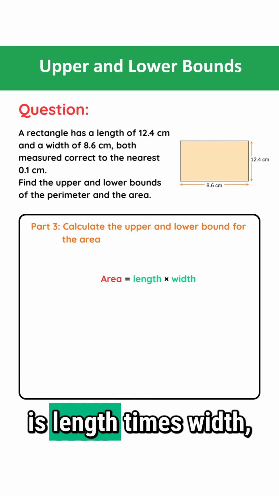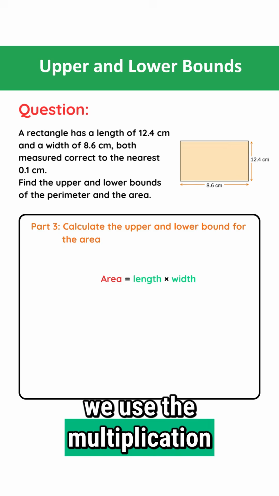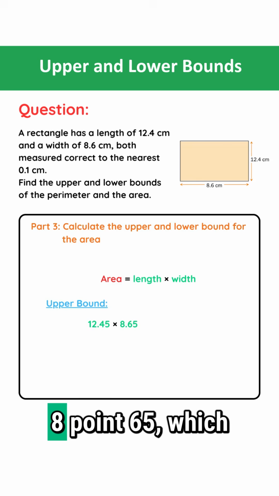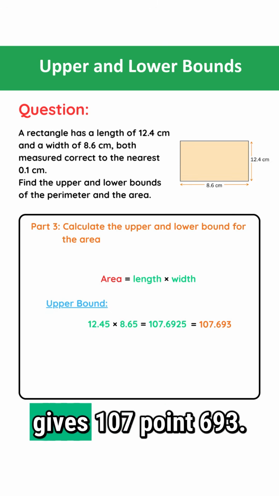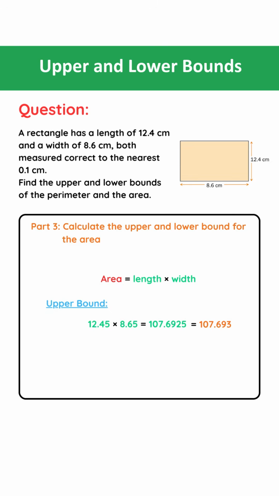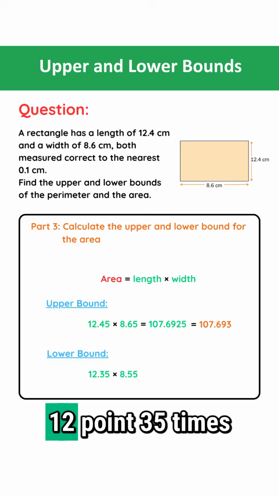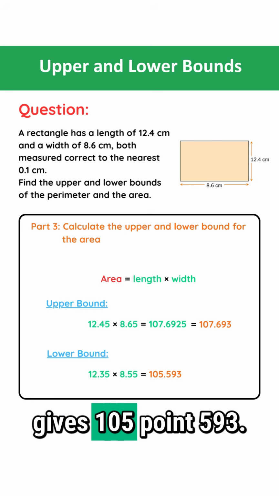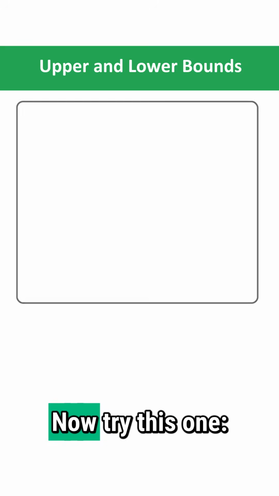For the area, which is length times width, we use the multiplication rule. The upper bound is 12.45 times 8.65, which gives 107.693. The lower bound is 12.35 times 8.55, which gives 105.593. Now try this one.